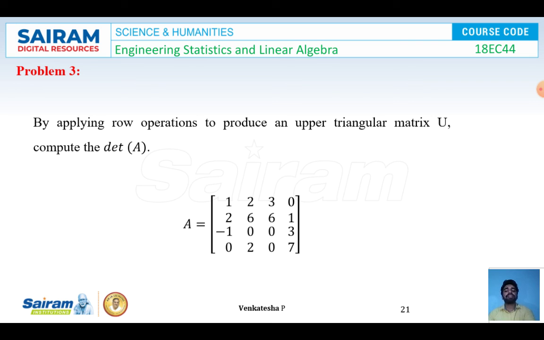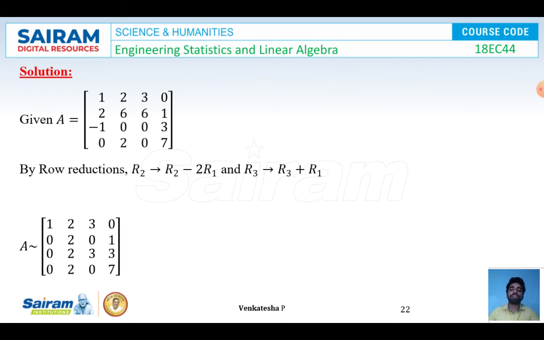So the matrix A is given like 1 2 3 0, 2 6 6 1, minus 1 0 0 3, 0 2 0 7. So I'm going to perform the row operations now to get a triangular matrix. So given the matrix A, I'm taking again 1 2 3 0, 2 6 6 1, minus 1 0 0 3, 0 2 0 7. So now to convert the first entry of R2 to 0, the operation is R2 implies R2 minus 2R1. To convert the first entry of R3 to 0, the operation is R3 plus R1.